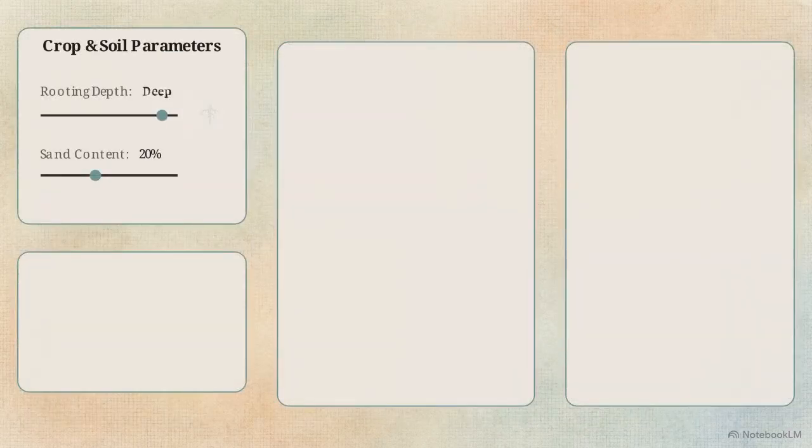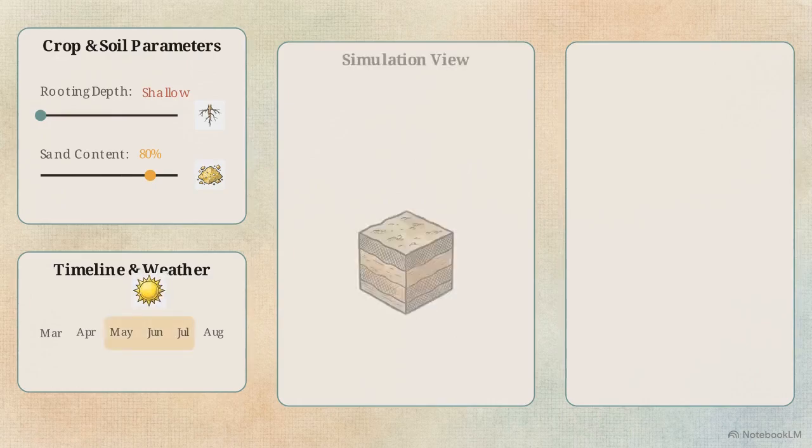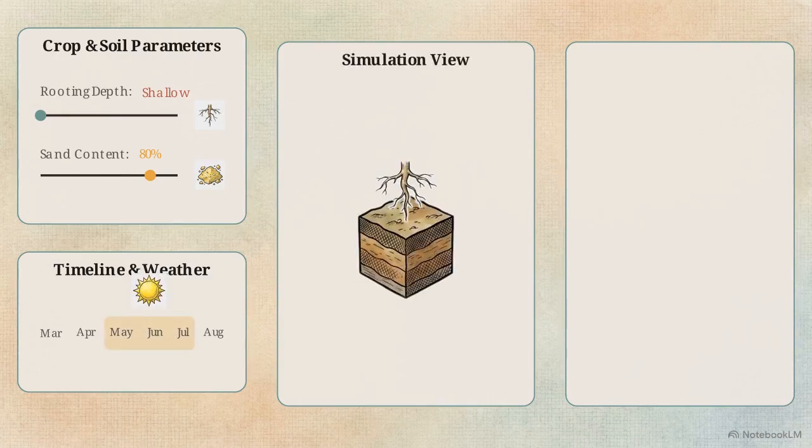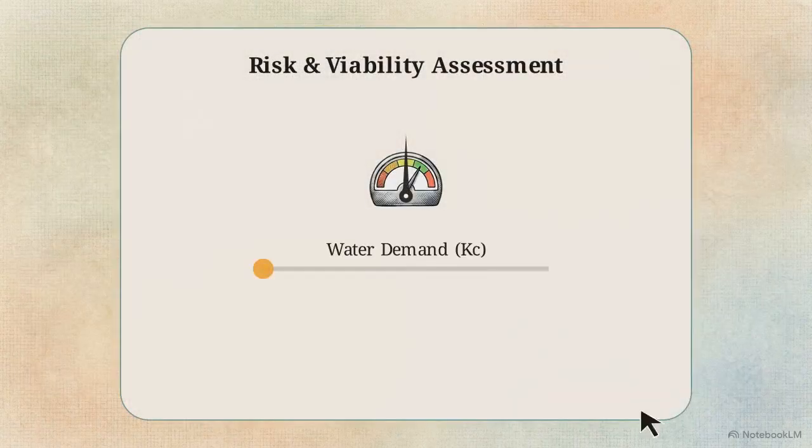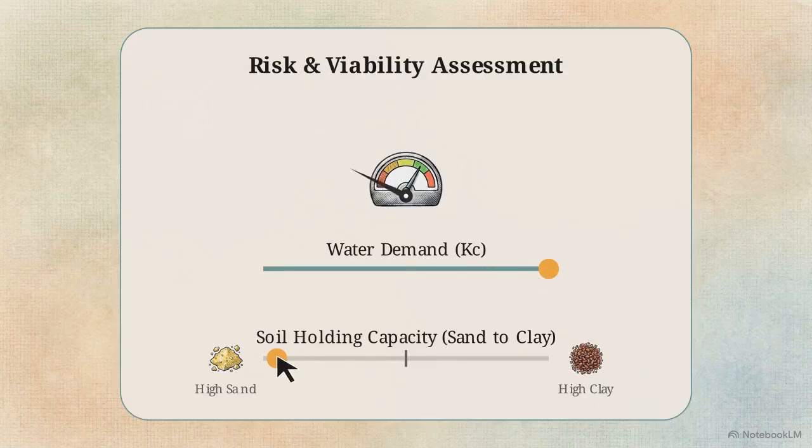Let's apply this. What happens if you plant a shallow-rooted crop in soil that is 80% sand during a severe May to July dry spell? You would likely see agronomic failure. Because the sand cannot retain moisture during peak heat, the water storage drops to 0, triggering immediate warnings on the crop stress table.